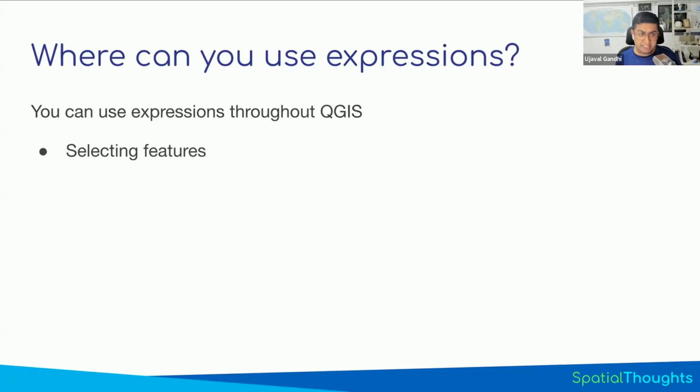You can use expressions for selecting features or extracting features. This is probably the first time most people encounter expressions in QGIS, where you have a layer and you want to select some features and save it to a new layer. And that's why I say I want to select some features. How do I build my expressions?